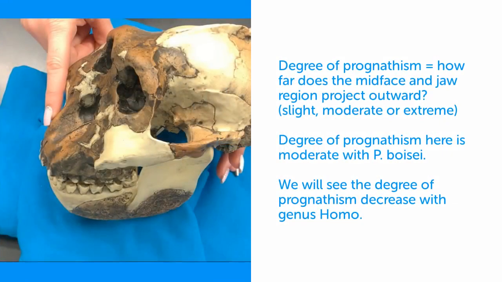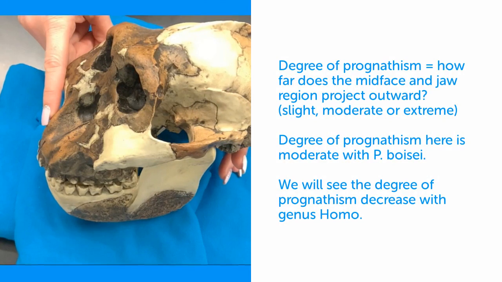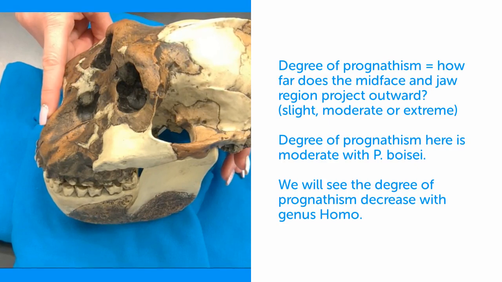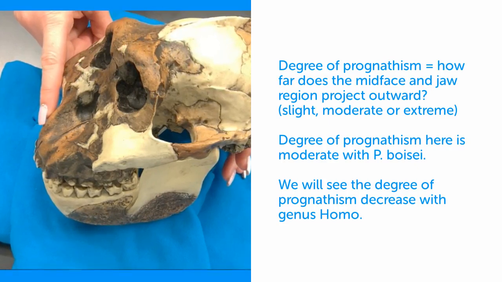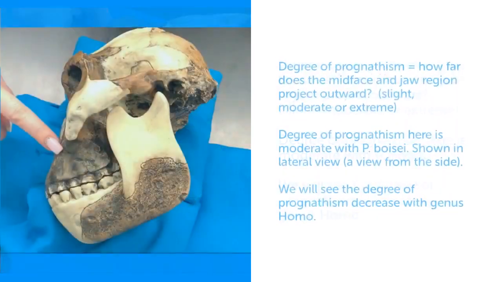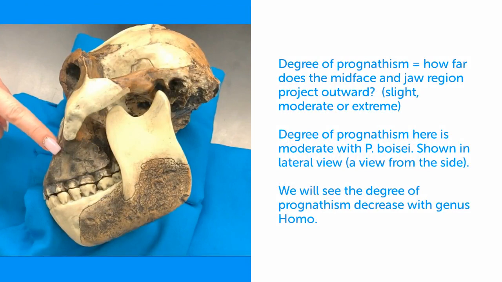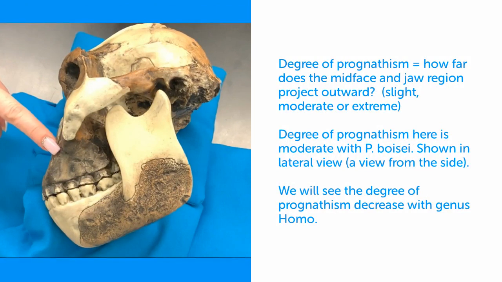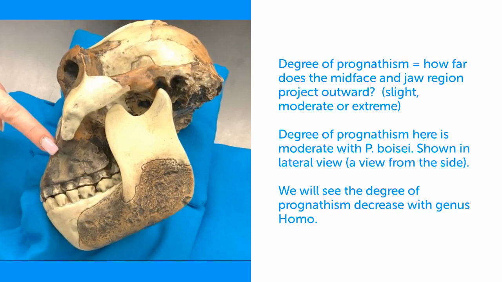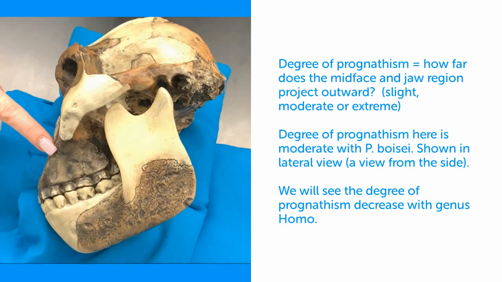In this slide, we'll look at a feature called the degree of facial prognathism. So prognathism refers to how far the midface and jaw region project outward. Is it slight, moderate, or extreme? And we see a moderate degree here with P. boisei. This slide also looks at the degree of facial prognathism. The degree of prognathism here is moderate, looking at a lateral view, or a view from the side. We see prognathism will decrease once we get into genus Homo.